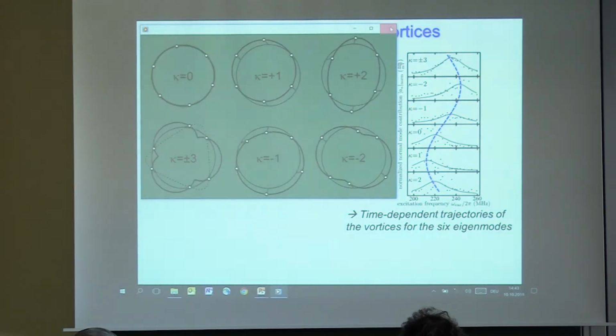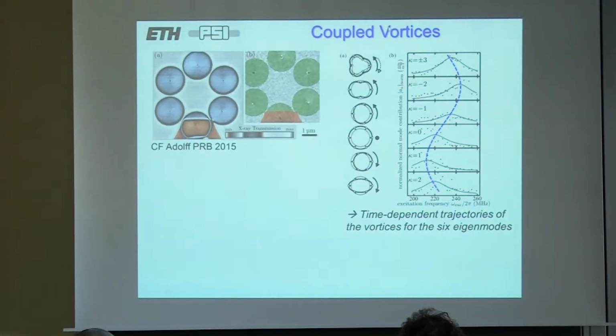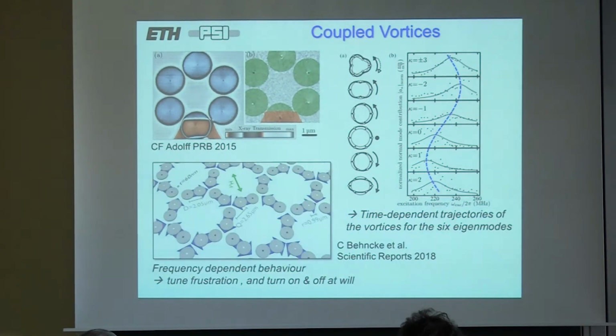So vortices in adjacent disks are coupled, and one can actually use this in a frustrated system. So now you can just about see the artificial Kagome spin ice that has now been replaced by double disk structures. And interestingly, the behavior is frequency dependent, and you can actually tune the frustration by changing the frequency and turn it on and off at will.